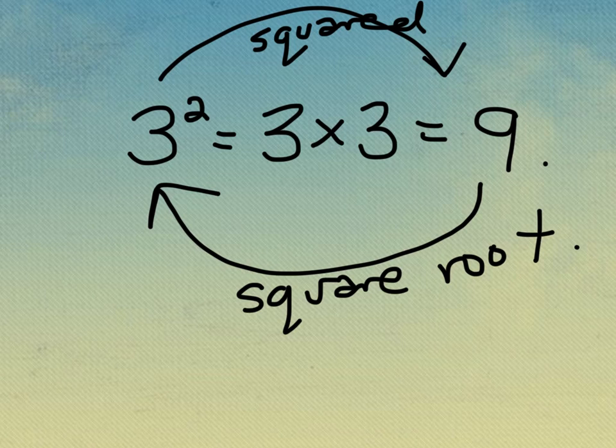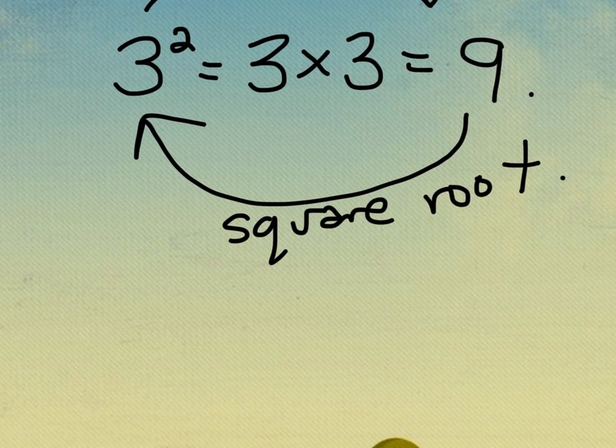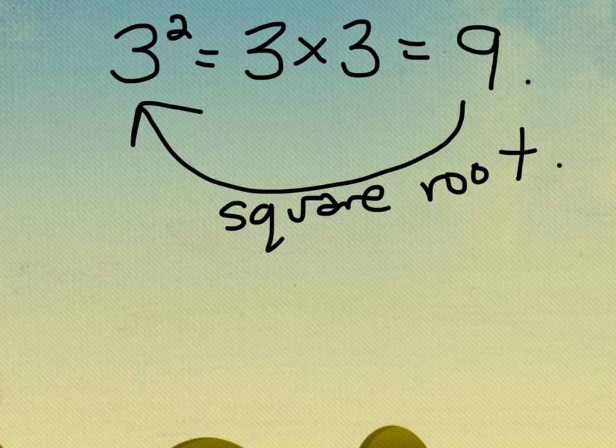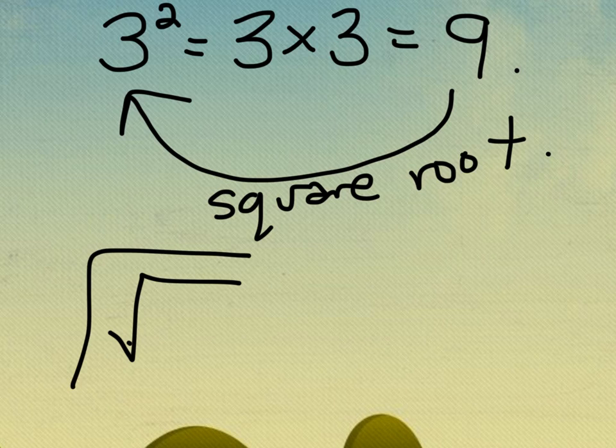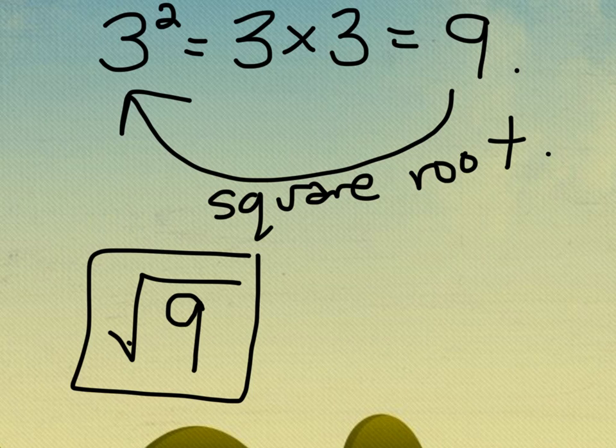Now you may have noticed on your calculators, sometimes you'll see a symbol that looks like this. And this is your square root symbol. And so if I wrote the square root of 9, it would look like this. And just like I said before, it would be equal to 3.